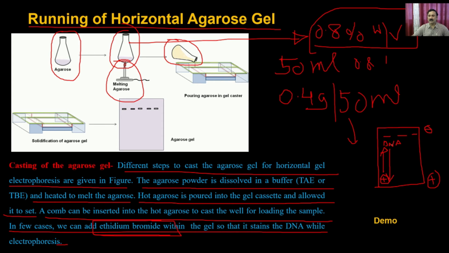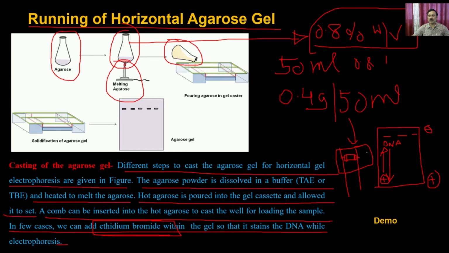And while the DNA is running, it is encountering the ETBR, which is running from this side to this side, and that's how the ETBR is intercalating within the nucleotides, and that's how it is staining the DNA while the DNA is running.